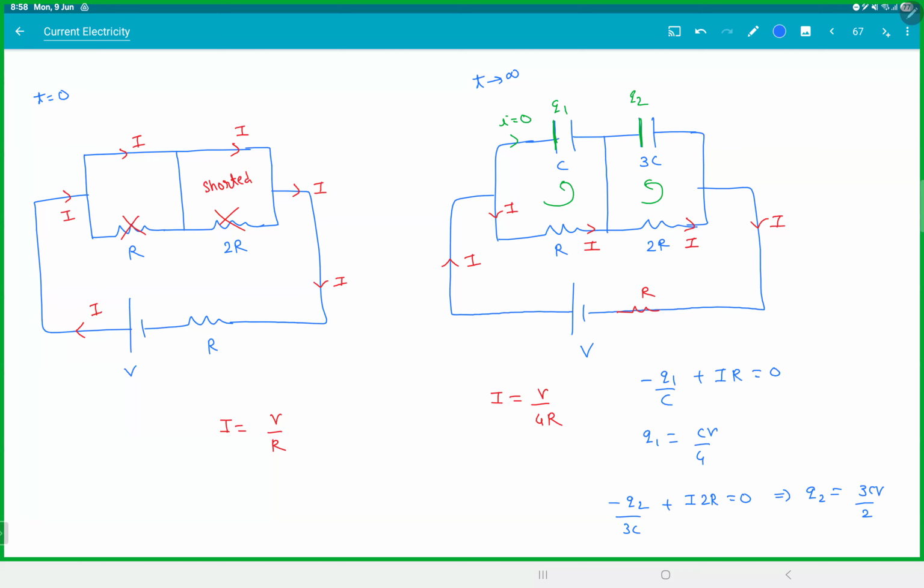Did I get it right or did I go wrong? Looks right. Check your steps, everyone. You want to find the charge, put it in a circuit, let it be Q1, get a loop and finish it off.